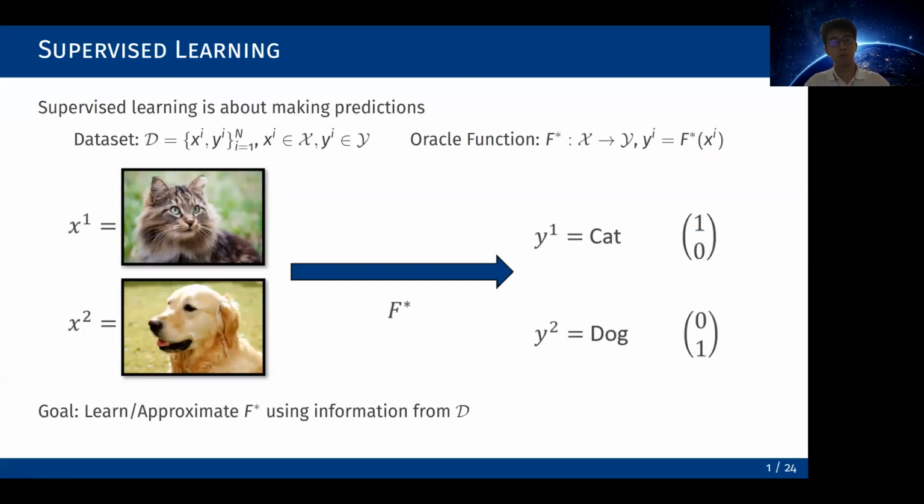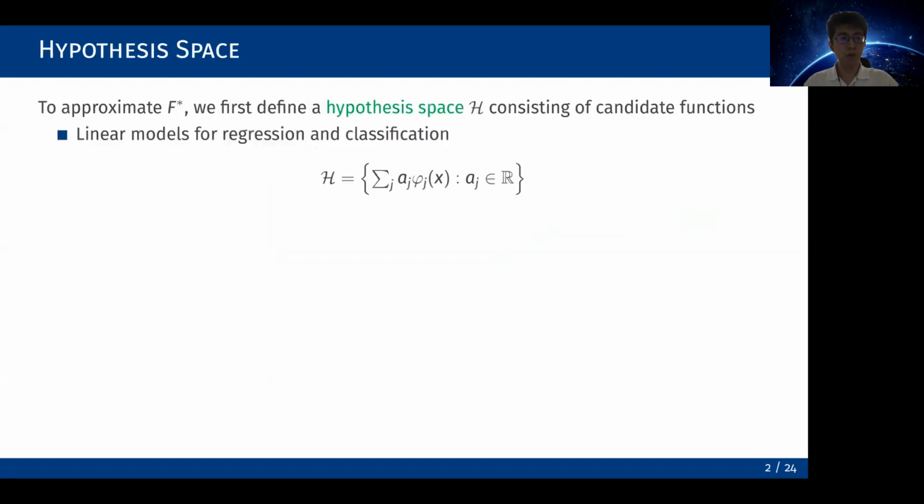So I'm going to be interested in the supervised learning problem, where essentially supervised learning is about learning to make predictions. So we have a data set consisting of inputs and outputs, and there is some target oracle or ground truth function f star that we don't know, and we're trying to learn or trying to approximate. So for example, this f star will map these inputs, which are images of cats and dogs, onto their labels. Okay, so they're either words or some encoding of those labels. And the goal of supervised learning in a nutshell is to learn or approximate f star using some information from the data set, right?